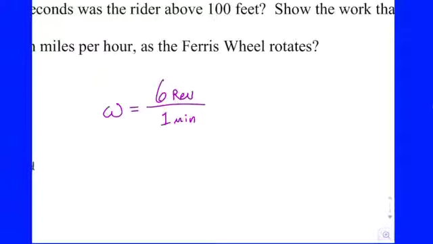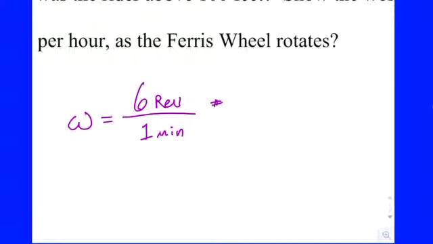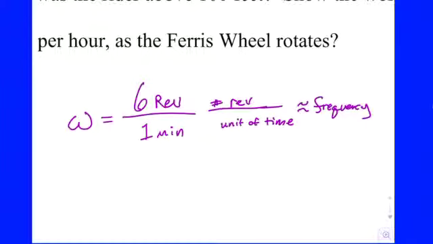Can I use that to help me find the period? Let's think about this. The angular velocity tells me the number of revolutions per unit of time. That's essentially like the frequency. It acts kind of like the frequency. Cycles per minute. Frequency tells you how fast something is going per set unit of time. I want the period, which means I want how many seconds it takes to make one revolution. Or I guess minutes in this case. I want to know the length of time it takes to make one revolution. Well, how can I get from revolutions per minute to minutes per revolution?